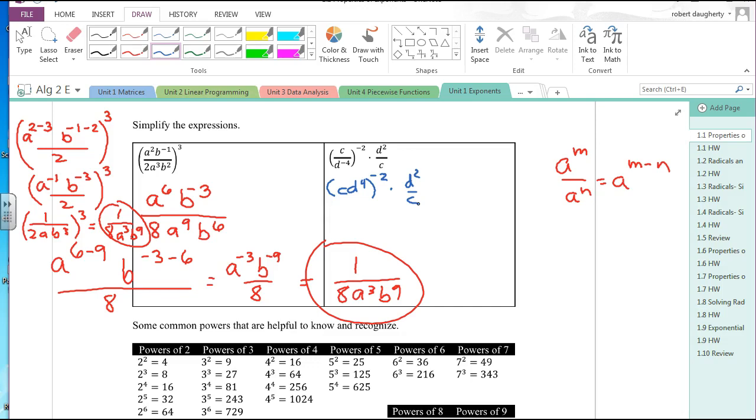Instead of d to the negative 4th in the denominator, I made it d to the 4th in the numerator. Now I've got this all raised to the negative 2 power. How can I make that negative 2 exponent a positive 2 exponent? I can just write this as 1 over cd to the 4th squared. So now this is 1 over c squared d to what power?